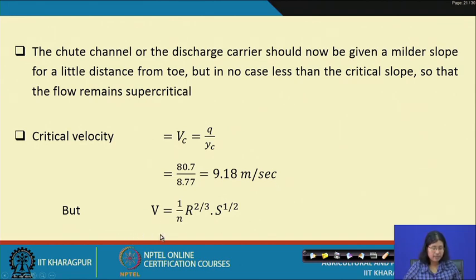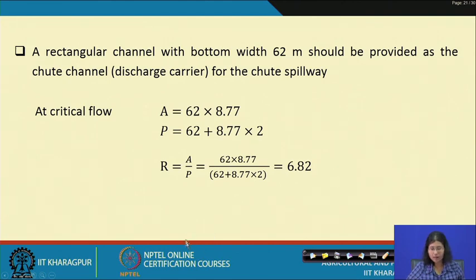But what we know from the flow in a channel is the relation V equal to 1 upon n, R to the power 2 by 3, S to the power 1 by 2. So we plug everything in here. A rectangular channel with a bottom width of 62 meters should be provided as the chute channel for the chute spillway. At critical flow, this is the area of the channel, B into D. We calculated this B in the earlier step, assuming the channel as trapezoidal and a critical depth of 8.77.